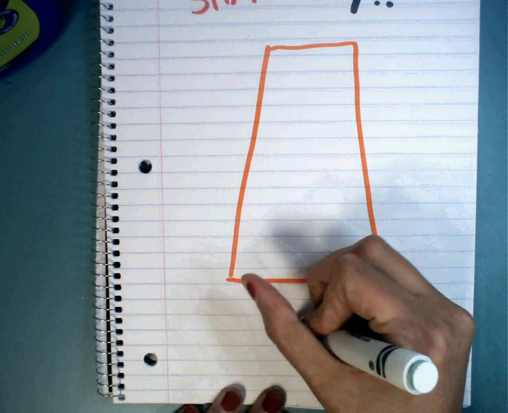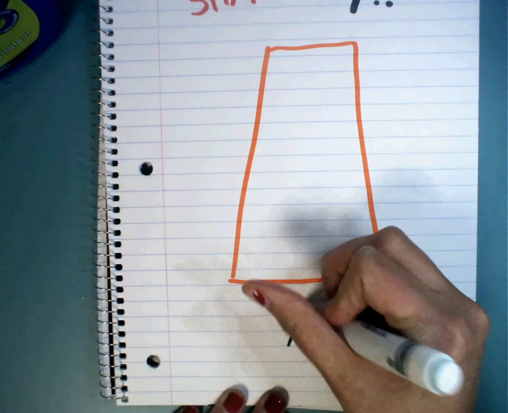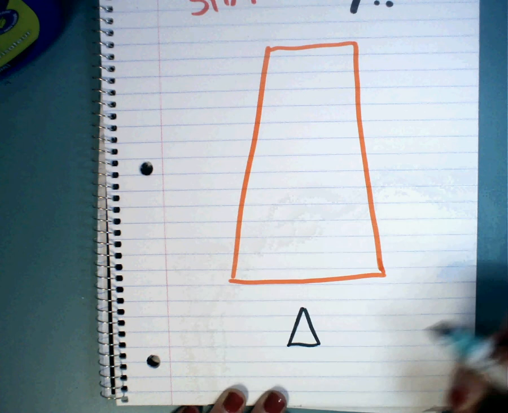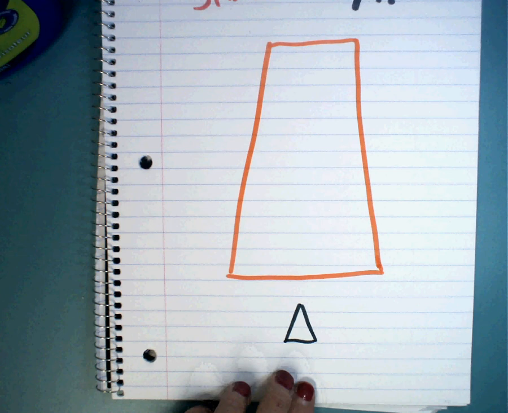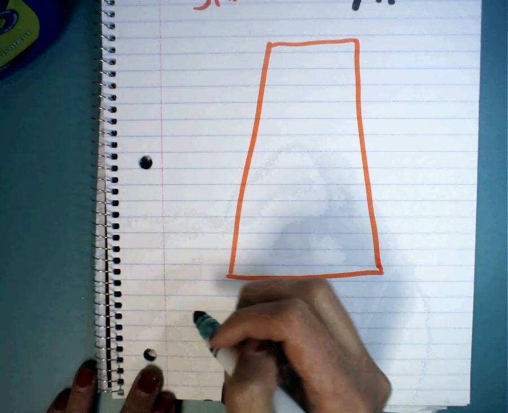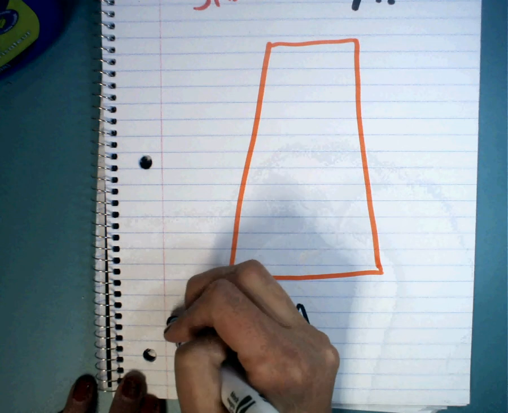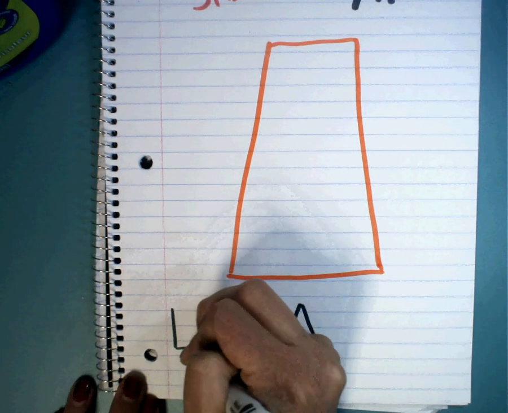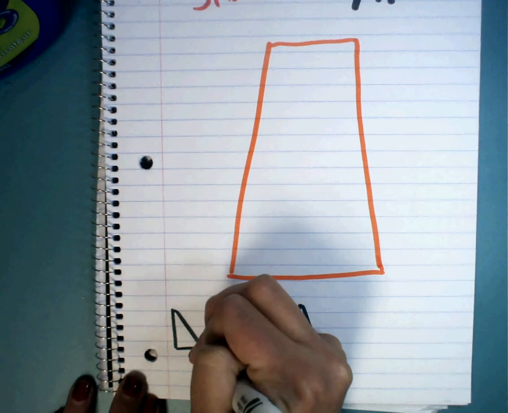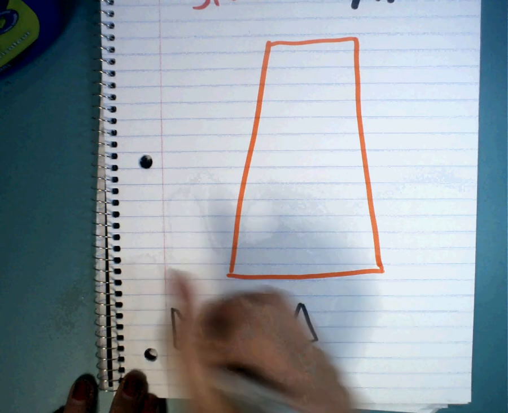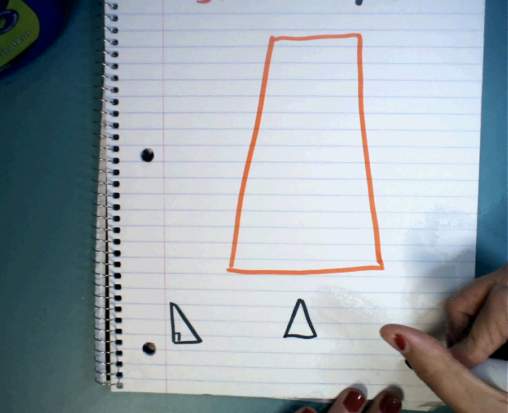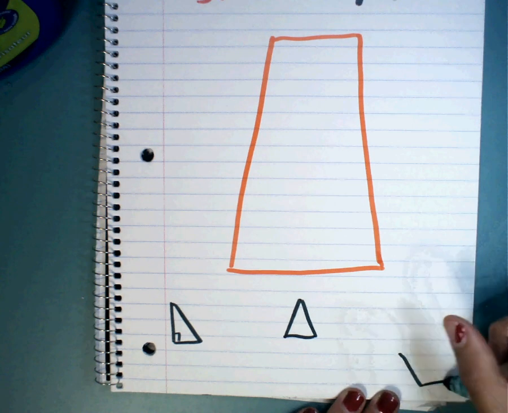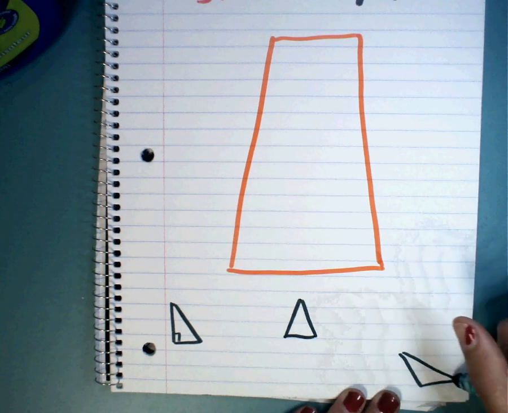So first one is this right here. All the sides of this triangle are the same size, same length, okay? Do another one over here. Okay. And another one, let's do down here. Okay.